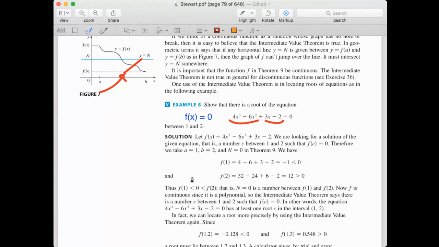Well, I think you have done this in pre-calculus class. Whenever we want to show there's a root, the root means there's a point where the function crosses the x-axis. So we want to find a value being negative, under the x-axis, and a value being positive, above the x-axis. Because the function is continuous in the interval, there has to be a root.